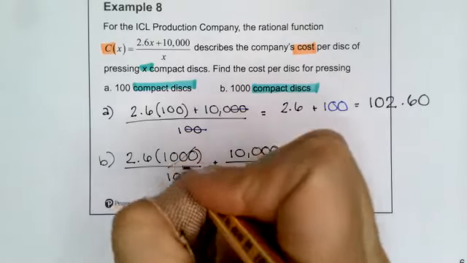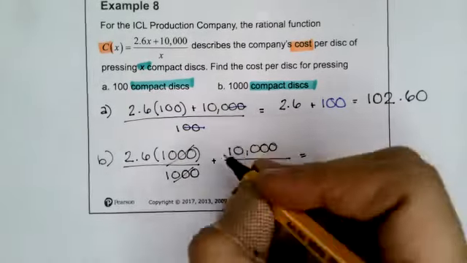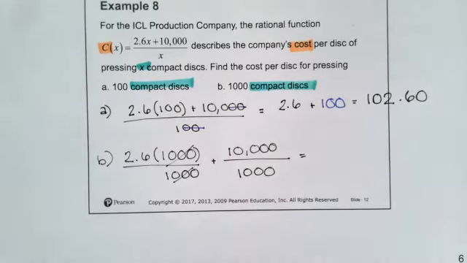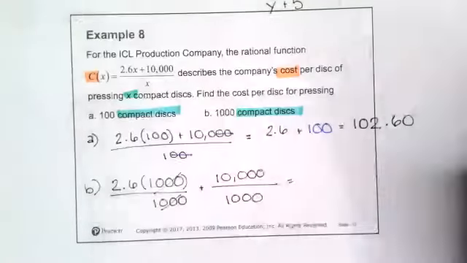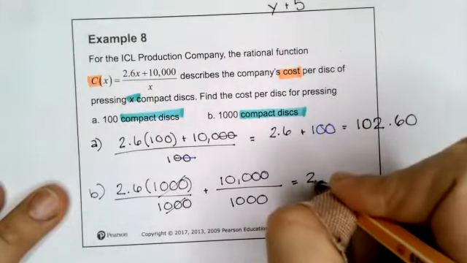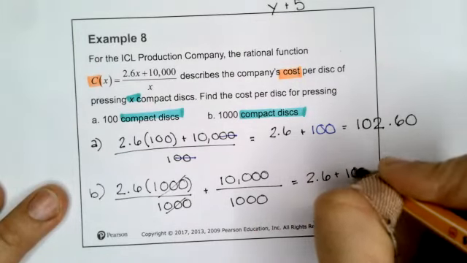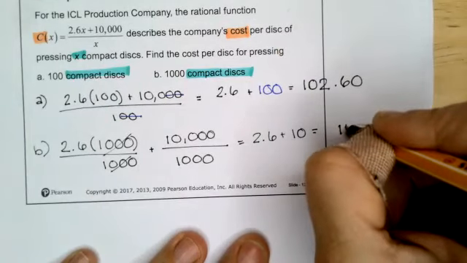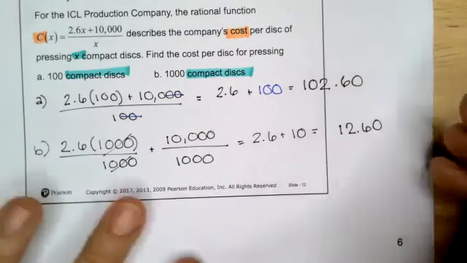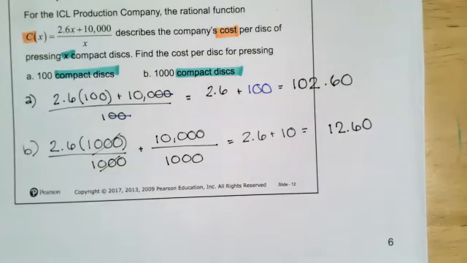You can cancel out the 1,000 and then 10,000 divided by 1,000. What do you think that's going to be? 10,000 divided by 1,000 is 10, right? So that's 2.6 plus 10 is $12.60. All right. Guys, I know that was a lot, and I hope that you followed along, but good job.